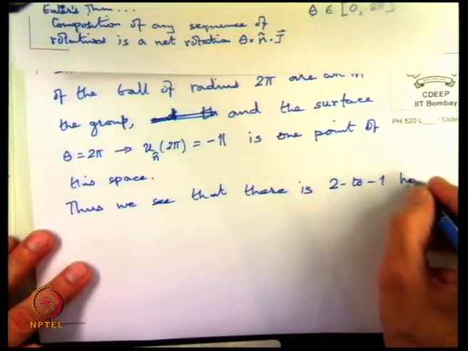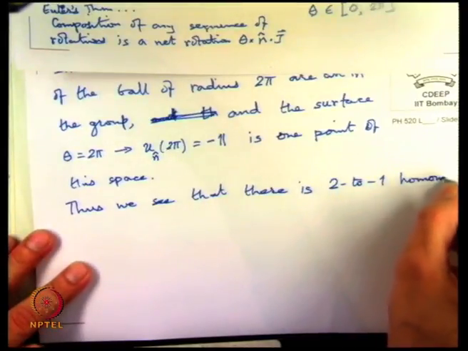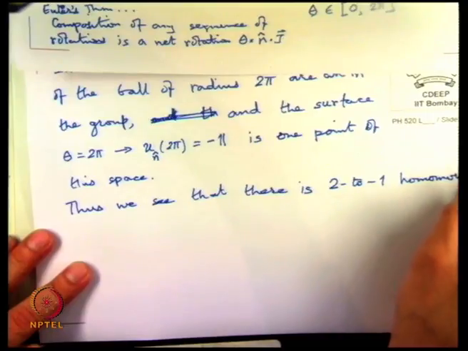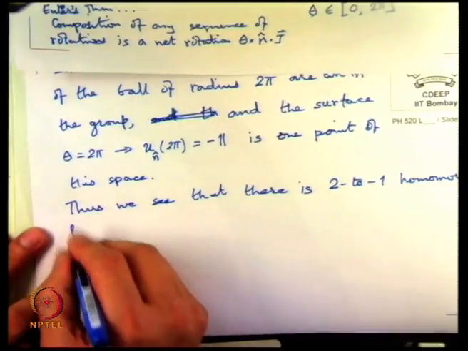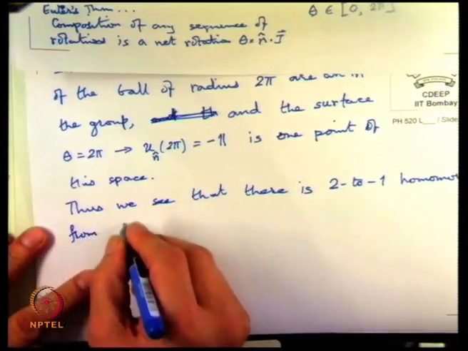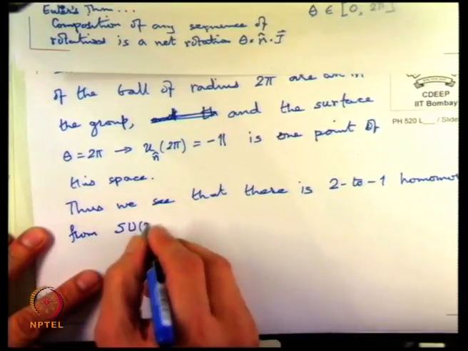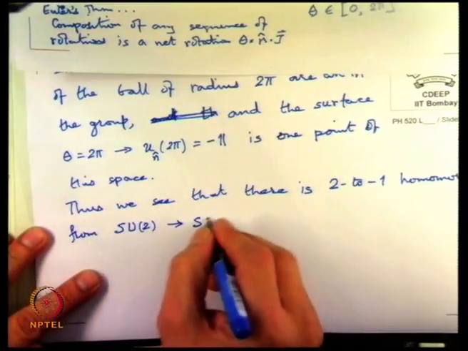Two to one homomorphism from SU2 into SO3.